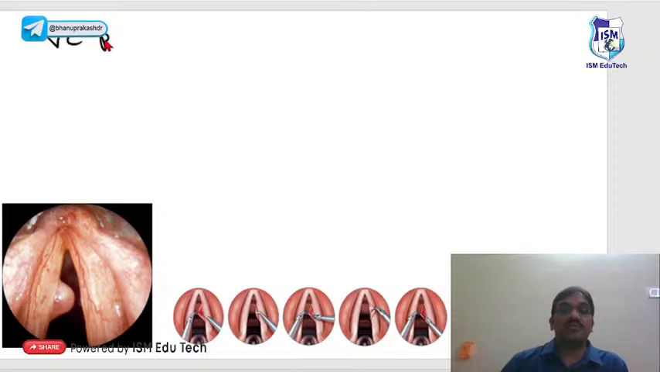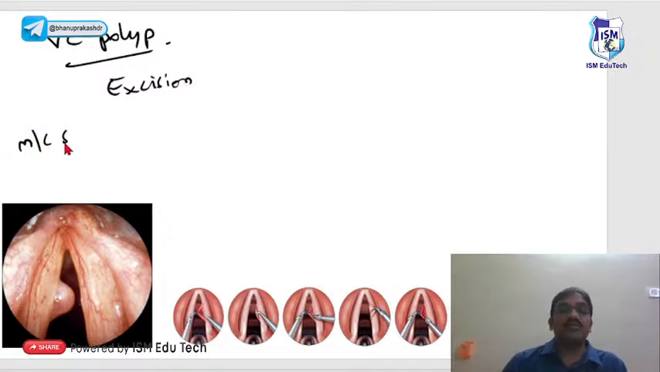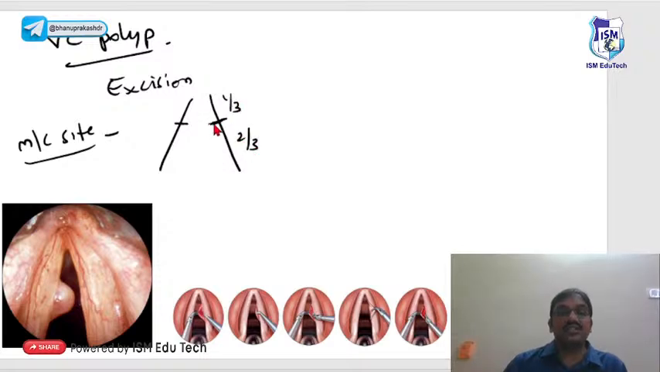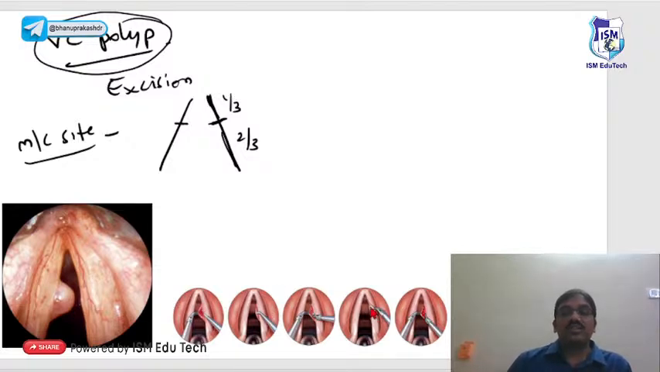This is a vocal cord polyp. Here surgical excision is required. The most common site for either nodule or polyp, which is a very important MCQ, is the junction of the anterior 1/3 and posterior 2/3. That is the most common location of a vocal cord polyp or vocal cord nodule. You can see the surgical steps over here. We are removing the vocal cord polyp contents and replacing the mucosa. Excessive mucosa is being trimmed and replaced.